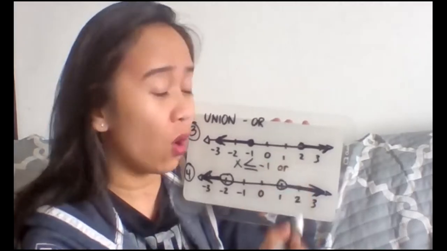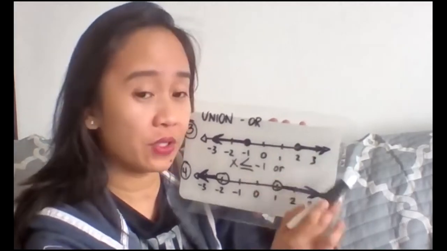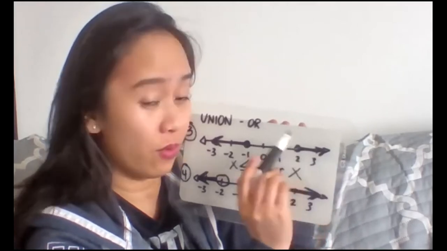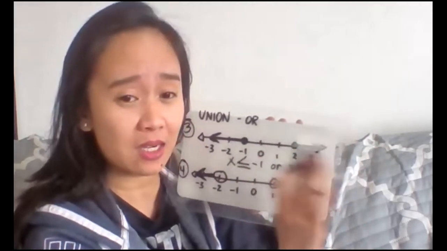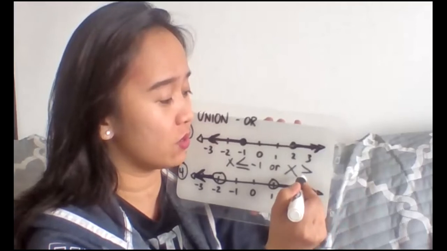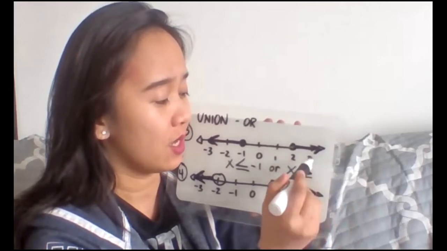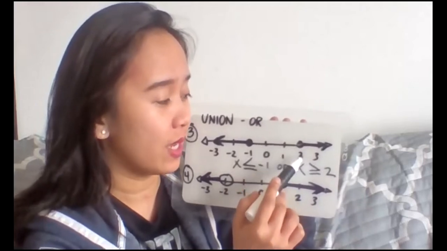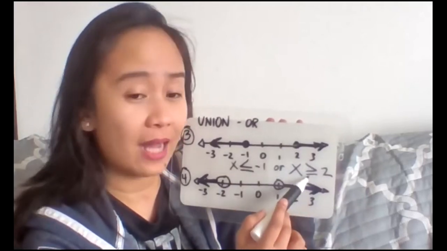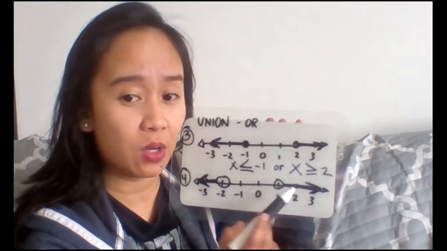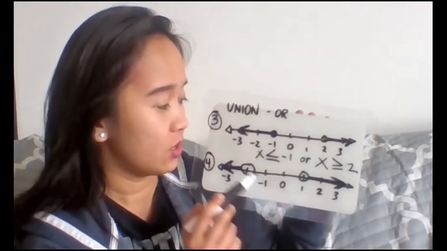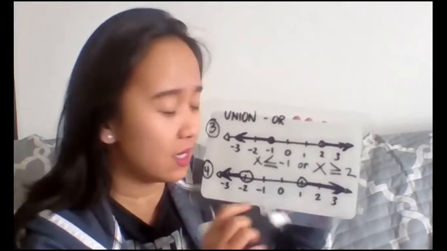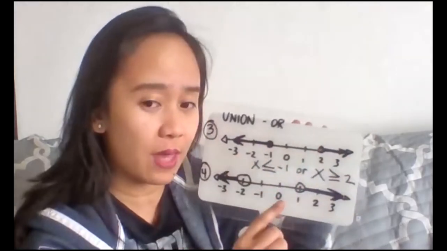Don't forget the or. Now do the other side. So or x is those numbers at the right, the numbers which are greater than 2. So your point is at 2 and it's shaded, so that symbol should be greater than or equal to 2. So that's it. That's your answer for number 3. If you have the graph given for number 3, that's how you do that.